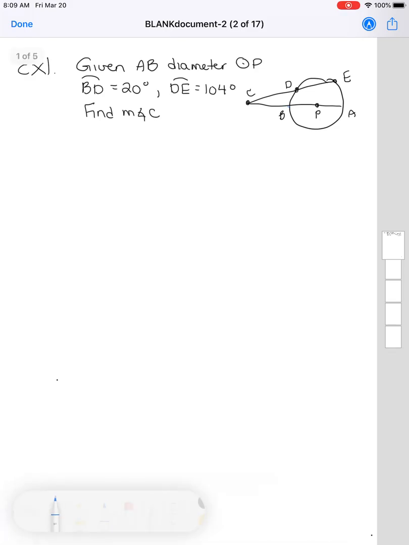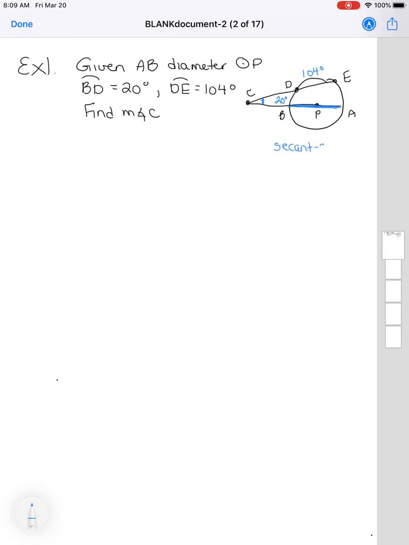Now what I'm going to do is label what we have. We know AB is a diameter, so I'm just going to bold it out a little bit more in a different color. We know arc BD is 20, so I have 20 right here, and we know arc DE is 104. We are looking to find angle C. So angle C is right here.